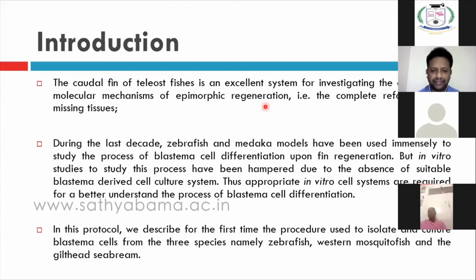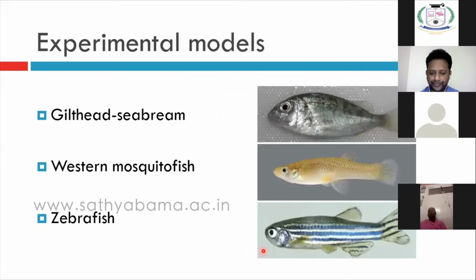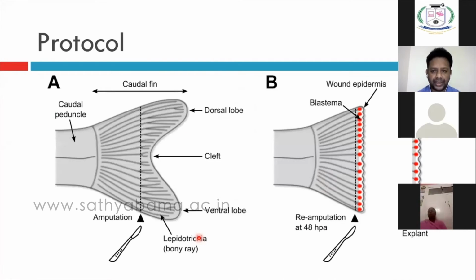So we planned to develop a cell line from the blastema, and for that we designed a protocol. We used 3 different species: gilt-head sea bream, western mosquitofish, and zebrafish. This is the fin, and this is a bifurcation. Before the bifurcation, at the 3rd segment, we amputate. 48 hours after amputation, you could find a group of cells called blastema. These cells have high differentiation potential and are responsible for the entire formation of the missing fin.